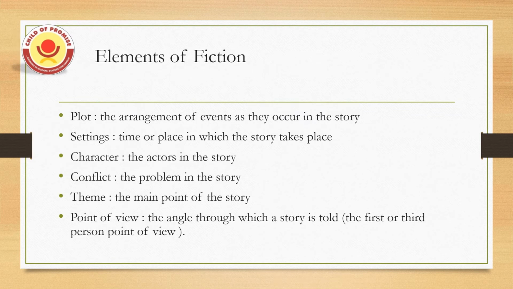Now we come to elements of fiction. Elements of fiction are the things that the writer uses to make a work interesting. Okay, these are things he or she has to put together to bring out an interesting story. You have plot, you have setting, you have character, you have conflict, you have theme, and then you have point of view. Now, plot is the arrangement of events as they occur in the story. The arrangement, how the events that will happen in the story are arranged.